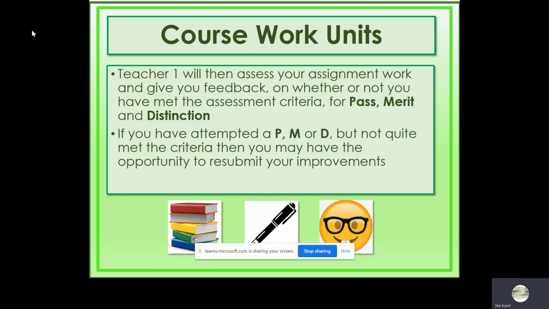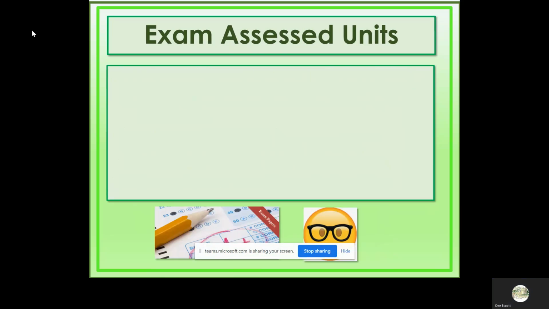If you have attempted a pass, merit, or distinction, but not quite met the criteria, then you may have an opportunity to resubmit your improvements. But this can only be given if I feel that you've made a good attempt at the first attempt. So if you hand your work in and I feel that you've really tried and there's only a little bit more to go, then you probably will get a resub. Okay. You must meet the second deadline of the resub. If you miss this deadline, there is a chance that you could fail the unit.